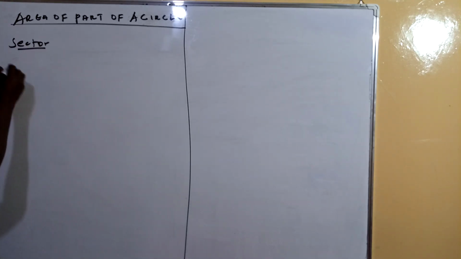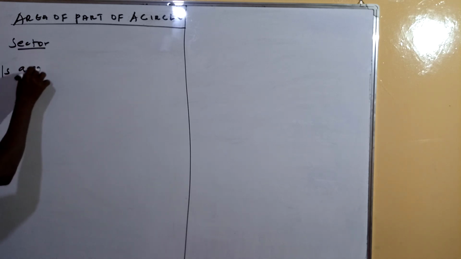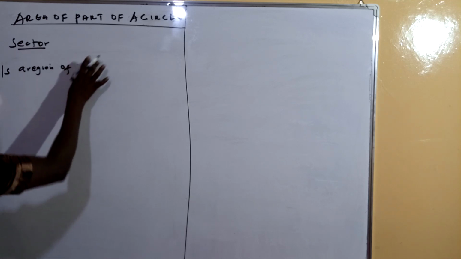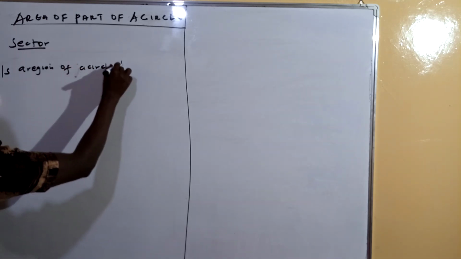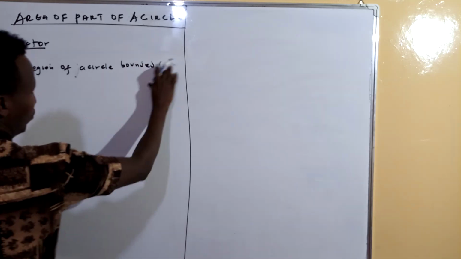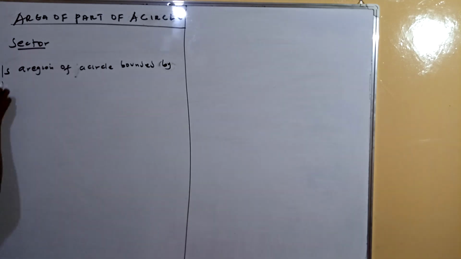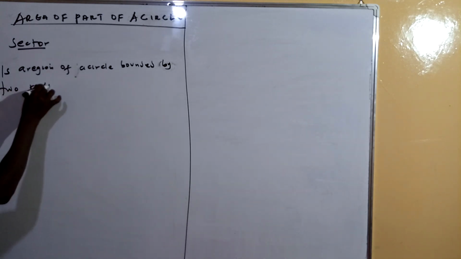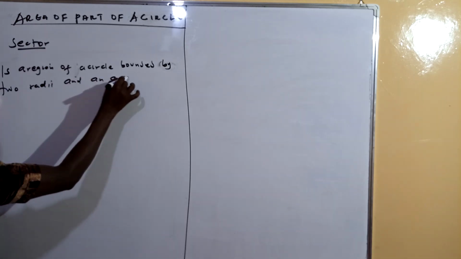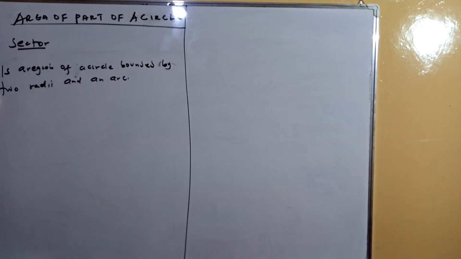A sector is a region of a circle bounded by two radii and an arc. That's the definition of a sector. Then we'll move straight forward and see how to calculate the area of a sector of a circle.